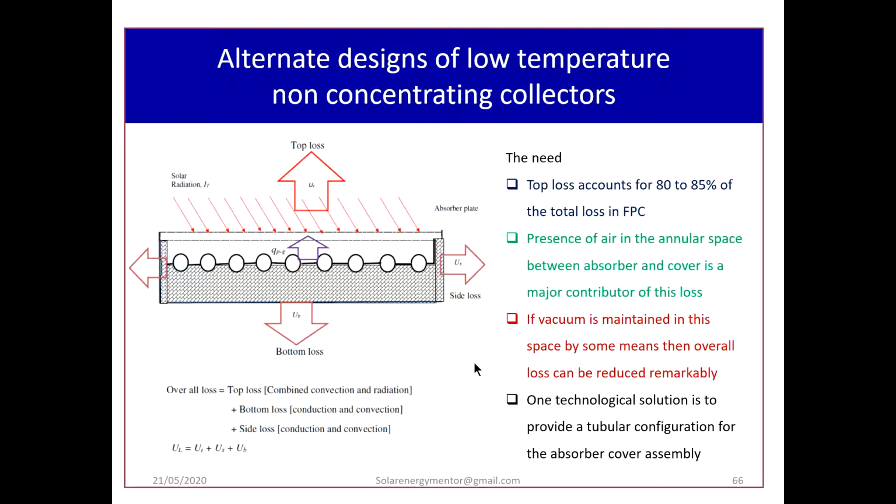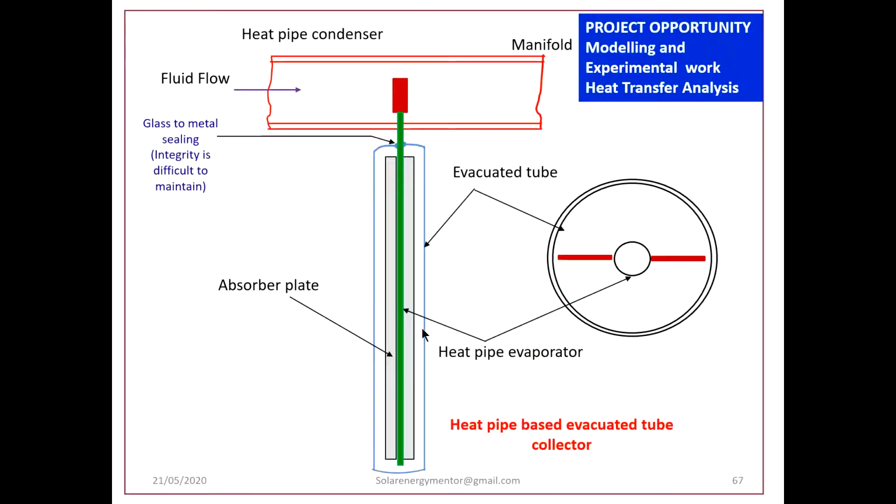Now one technological solution is to provide a tubular configuration for the absorber cover assembly. Suppose this is a tube, a riser tube or absorber tube. Now if, instead of this flat cover, we could provide a glass envelope over it and then maintain vacuum in that, then that would be possible. Such configurations are very popular and have come into the market, and those are called evacuated tube collectors.